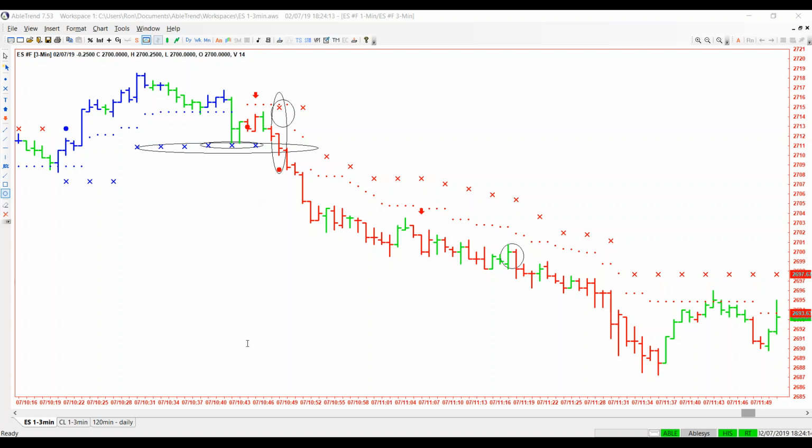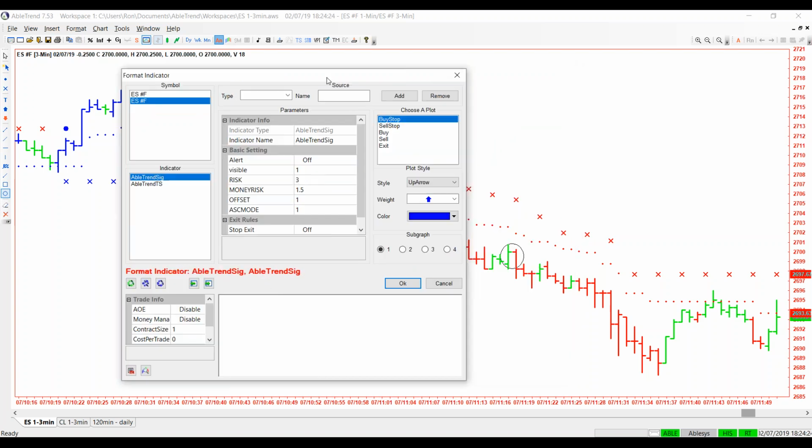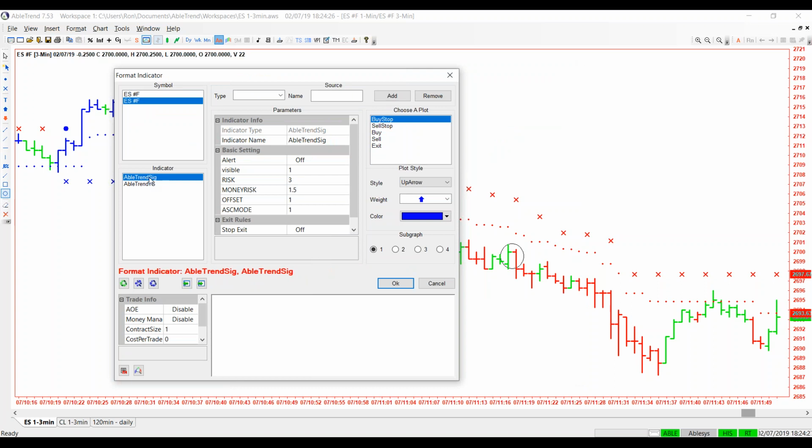Diana says, could you show again how to change the big dot to the X? You click on Format Indicator, and you click on the 3 minute. See, this is the 3 minute because I know AbleTrend SIG is on my 3 minutes. So this is the AbleTrend TS, and where it says buy stop, it was a point. I changed it to a cross. And then sell stop, it was a point. I changed it to a cross.